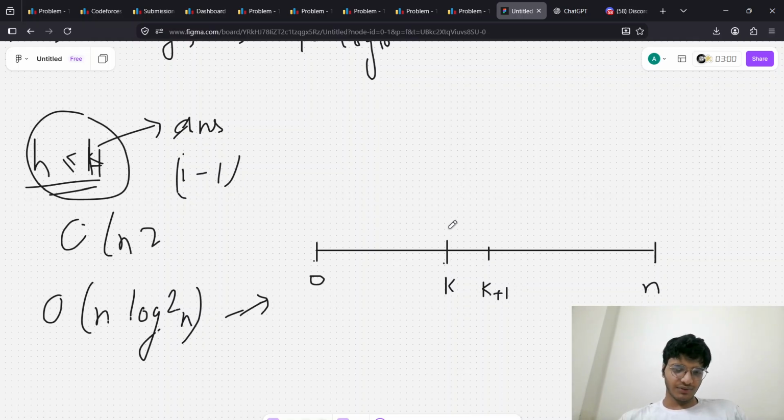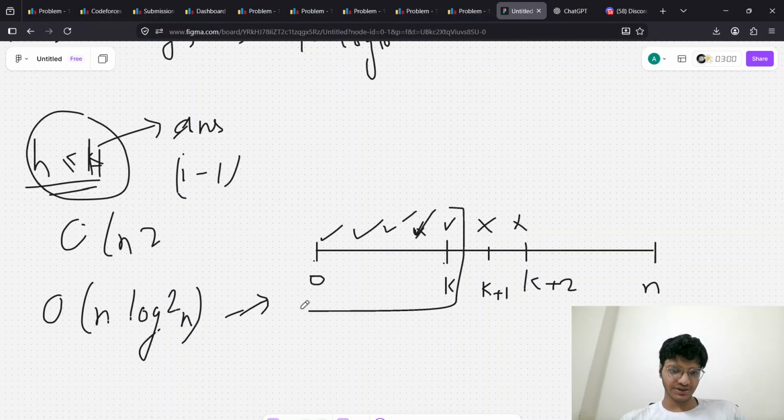So what can we think from here? If k works and k plus 1 doesn't work, then k plus 2 up to n doesn't work at all. But k minus 1, k minus 2, up to 0, they all work. So did you get something from here? Like the diagram that I've presented here. Yes, this is the binary search that we will use.